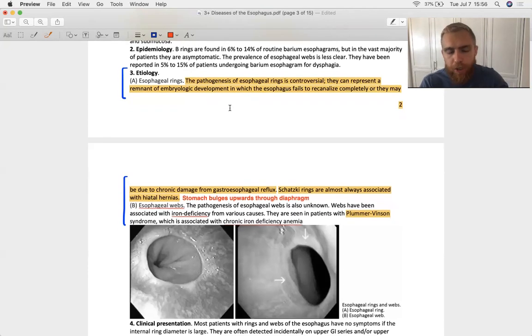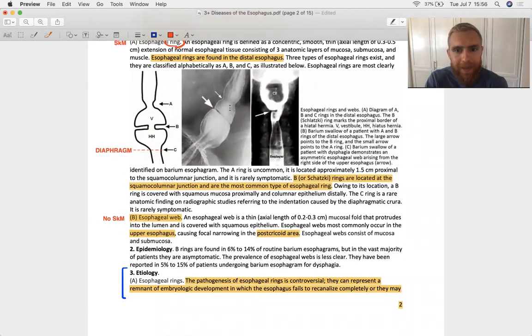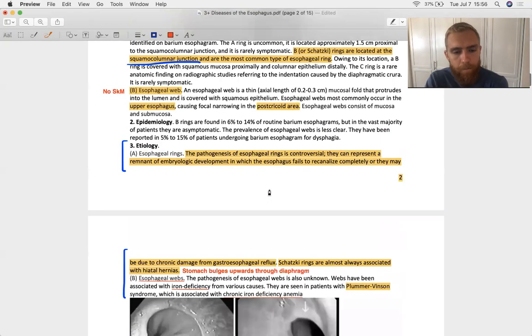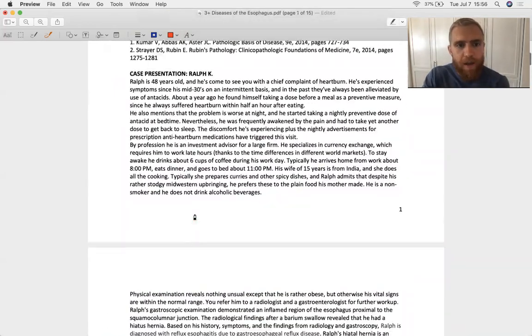Now, there's a particular type of esophageal ring called the Schatzki ring, and it's found in a particular place at the squamo-columnar junction. And these Schatzki rings are almost always associated with hiatal hernias. And a hiatal hernia occurs whenever your stomach bulges upwards through the diaphragm.